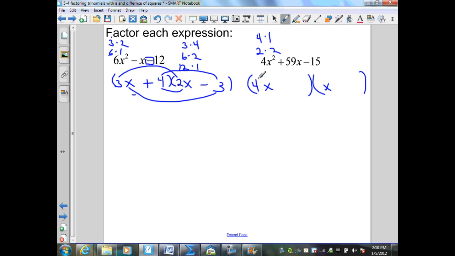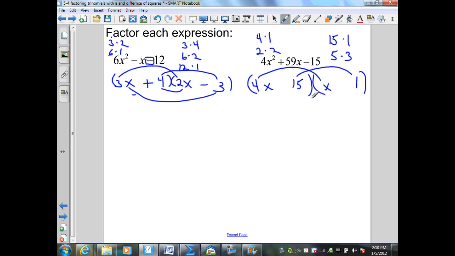So I have, for my first term, 4x times x, which gives me 4x squared. My last term is either going to be 15 and 1, or 1 and 15, or 5 times 3, or 3 times 5. I'm going to check by putting in a 15 and a 1. So my first term is 4x squared. My last term is 15. So this works out.